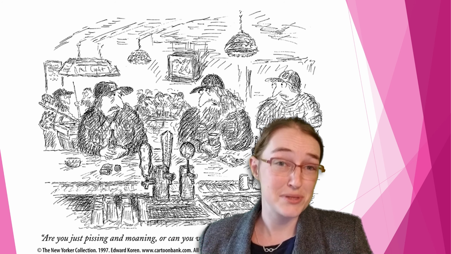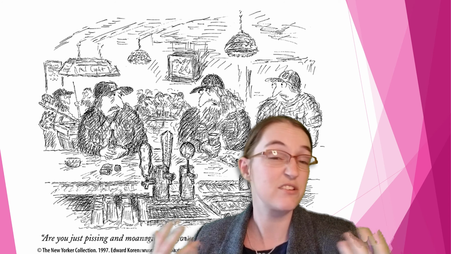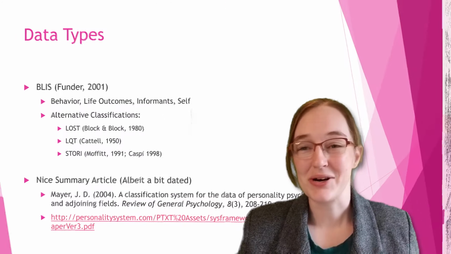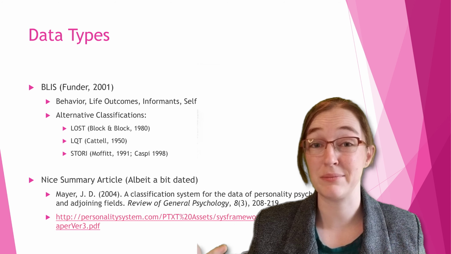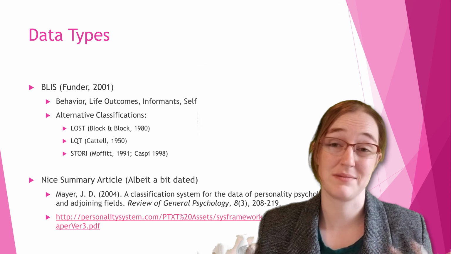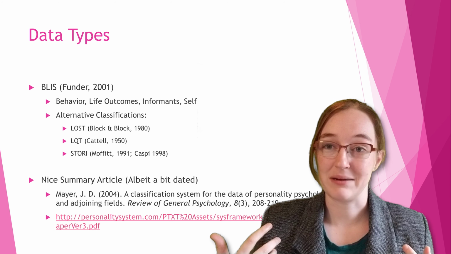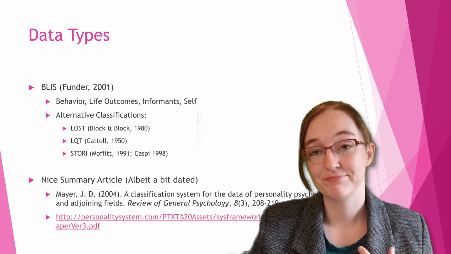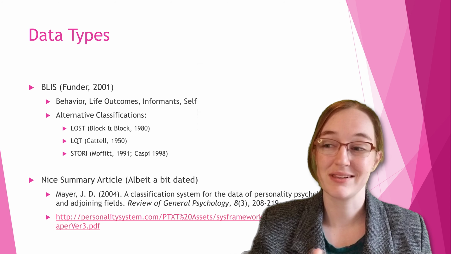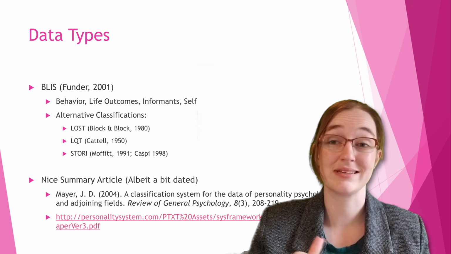So instead, I want you to think about it. What other kinds of evidence exist? So BLISS, which Funder uses, is a cutesy acronym to describe all these different types of data. And the types of data that the BLISS acronym stands for are behavior, life outcomes, informants, and self.